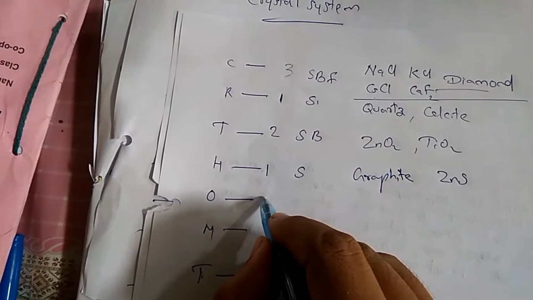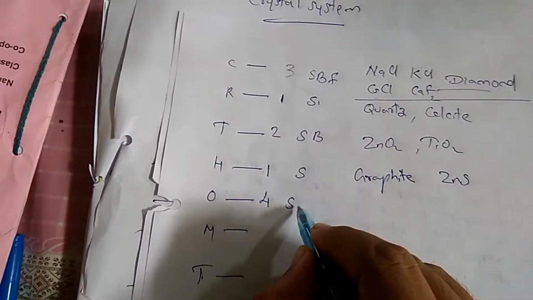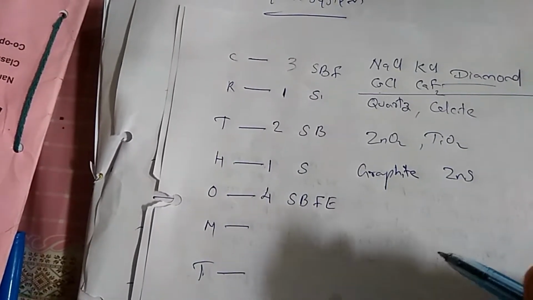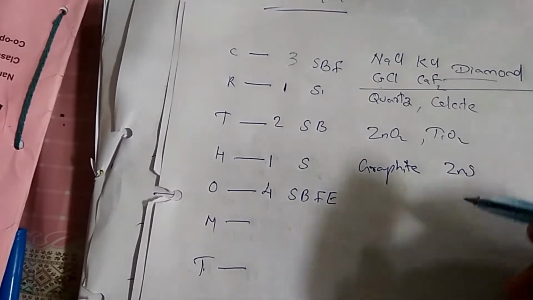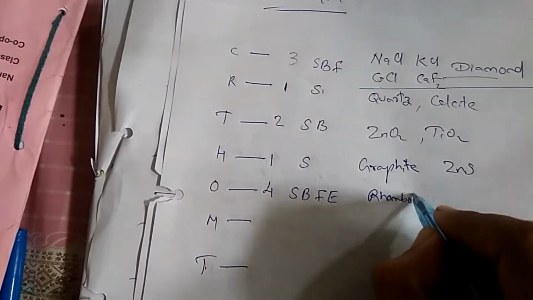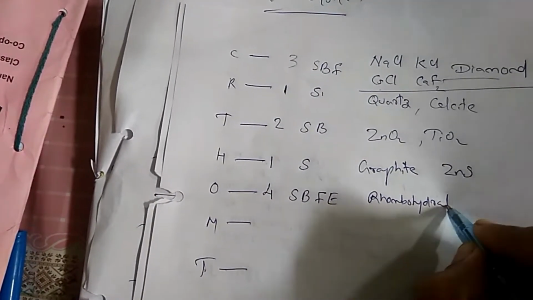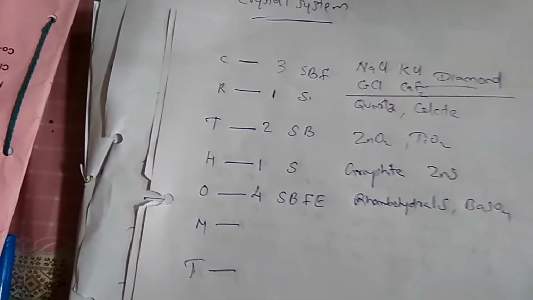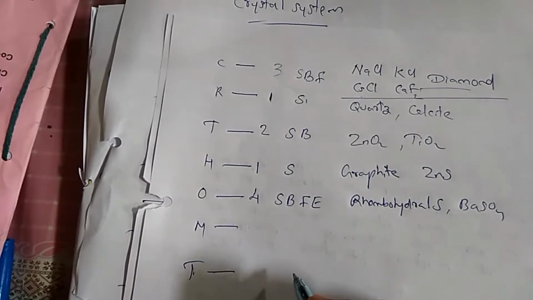The orthorhombic crystal system has 4 forms: simple primitive, body centered, face centered and end centered. Examples are sulfur as well as barium sulfate. These are the examples for the orthorhombic crystal system.